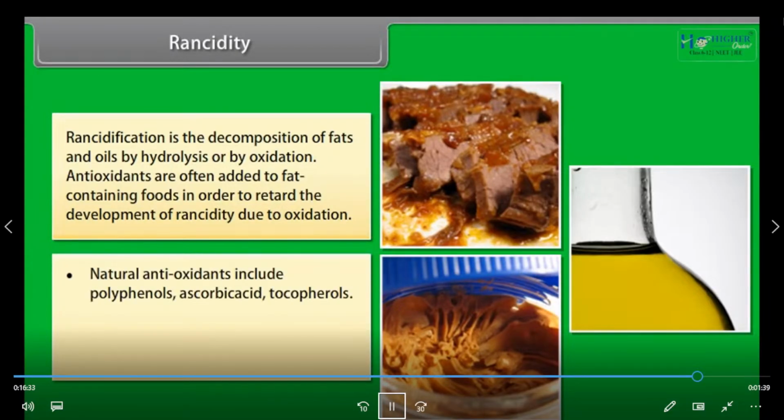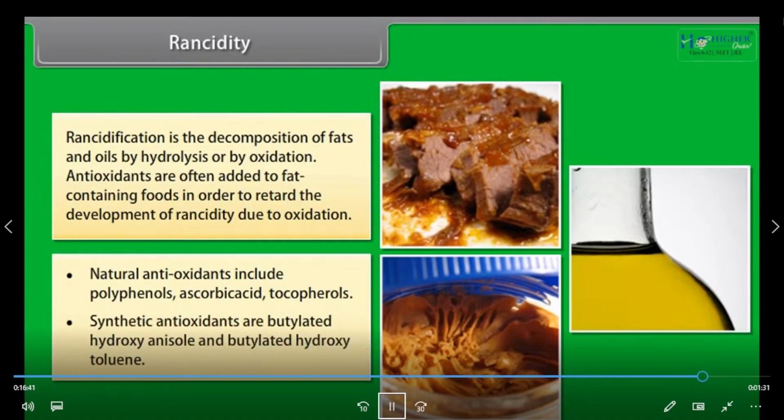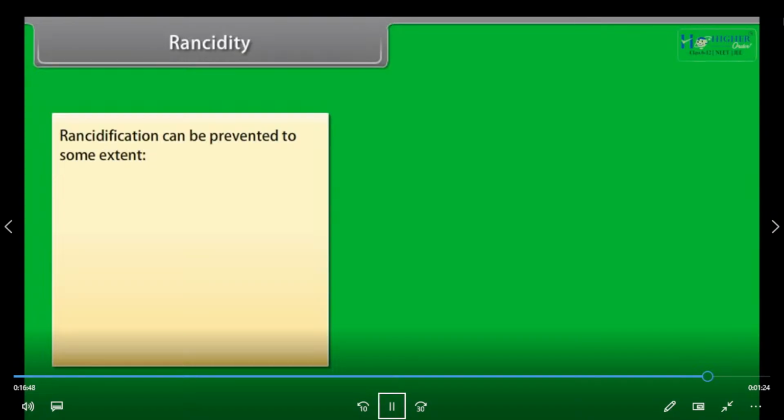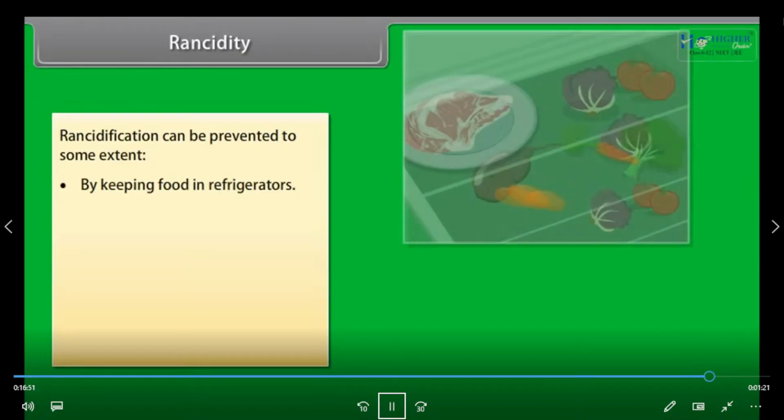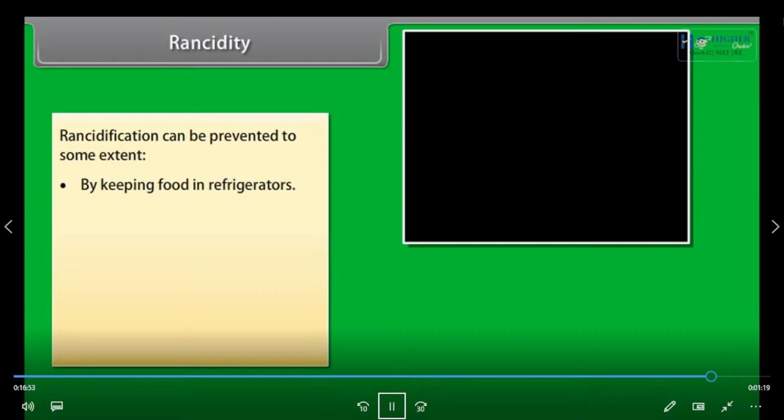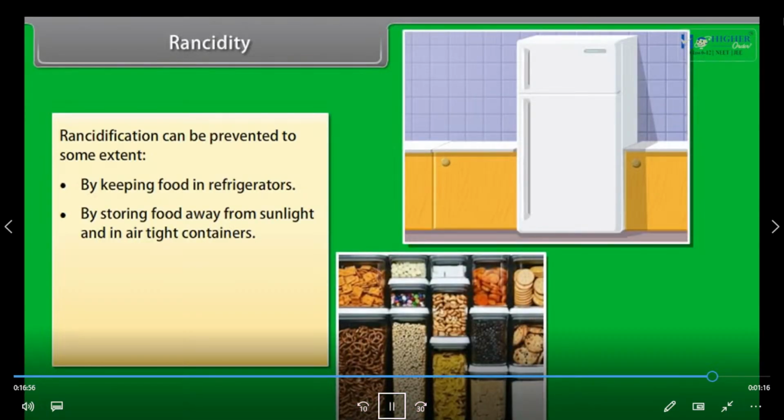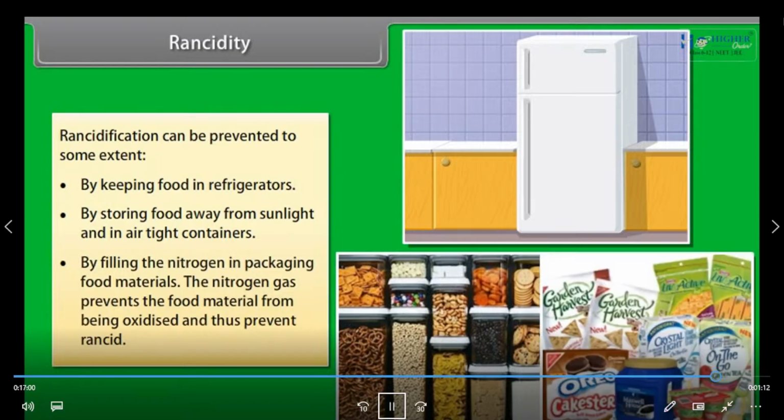Natural antioxidants include polyphenols, ascorbic acid, tocopherols. Synthetic antioxidants are butylated hydroxyanisole and butylated hydroxytoluene. Rancidification can be prevented to some extent by keeping food in refrigerators, by storing food away from sunlight and in airtight containers, by filling the nitrogen in packaging food materials. The nitrogen gas prevents the food material from being oxidized and thus prevents rancidity.